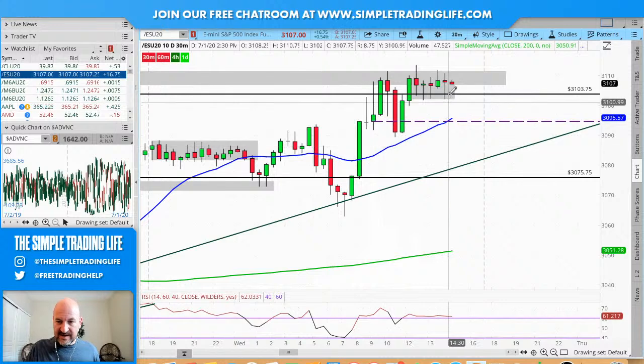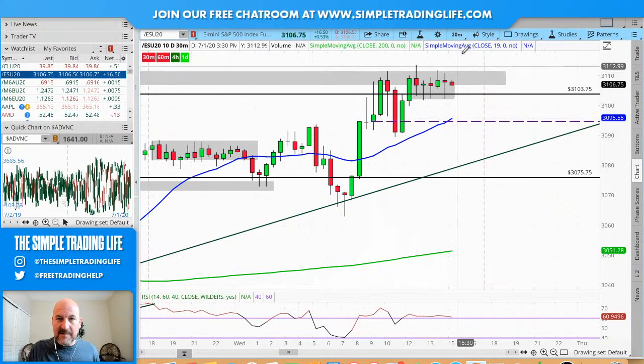Okay, so if that breaks this way, your 20. If the 20 is above, then the 20 would be my target. See how it's above right now? That would be my target. And then up, it'd be 31.1750.